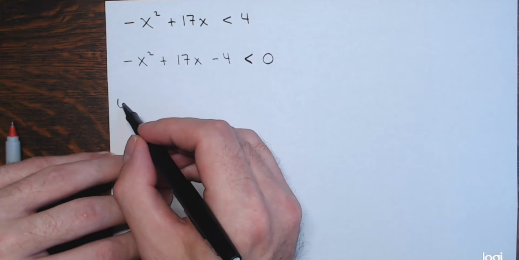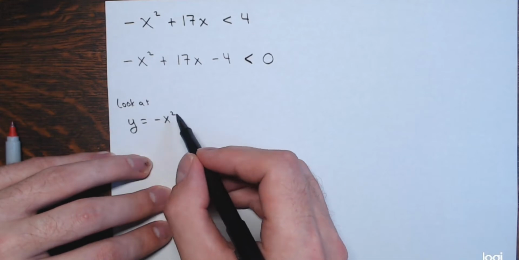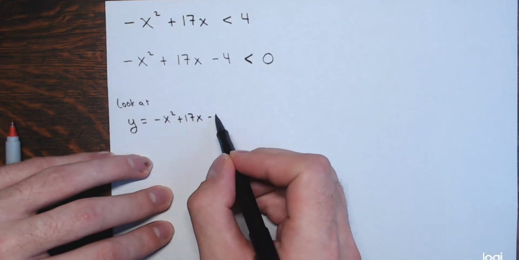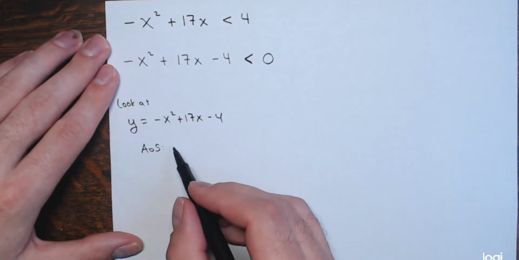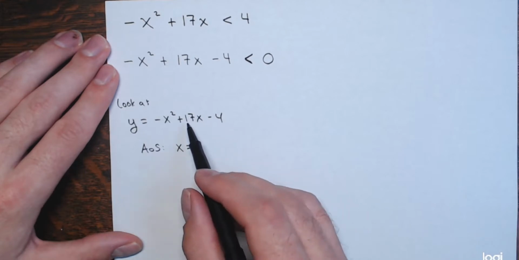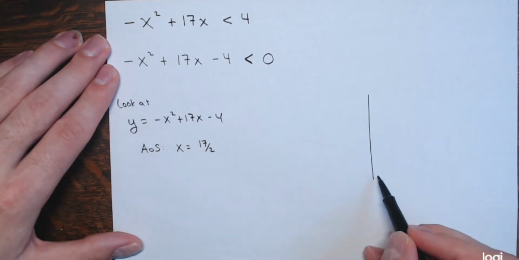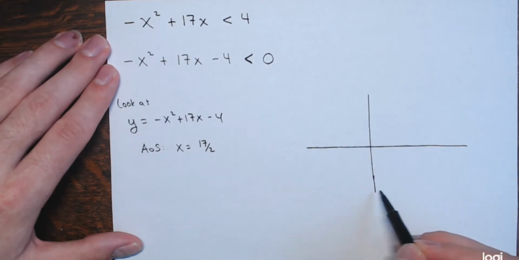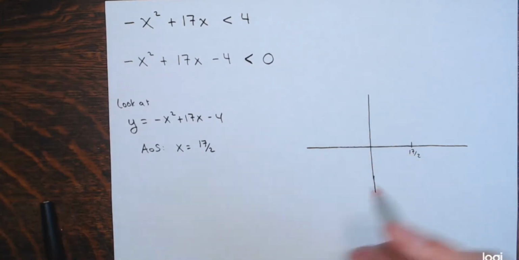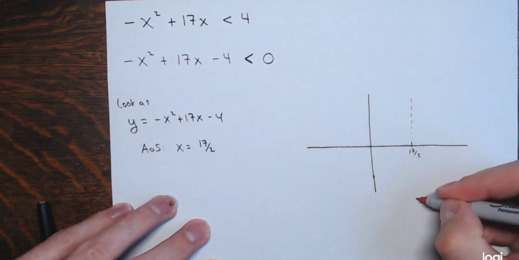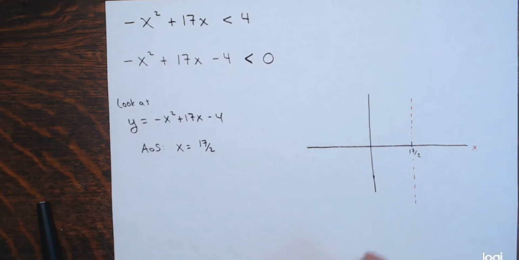All right, so we're going to look at the function now. Y equals -x squared plus 17x minus 4. The axis of symmetry for this particular function, the parabola, would be x equals -17 over -2, so positive 17 halves. I'll just put that here. I'm not going to be crazy accurate, and I'm not going to do too much drawing this time. So here's 17 halves. I know it's on the positive side of the x-axis, so I got the axis of symmetry in.